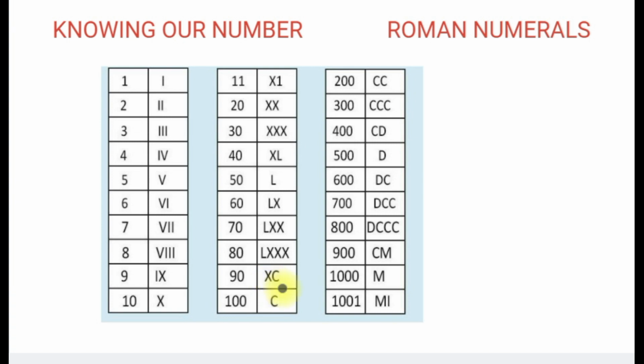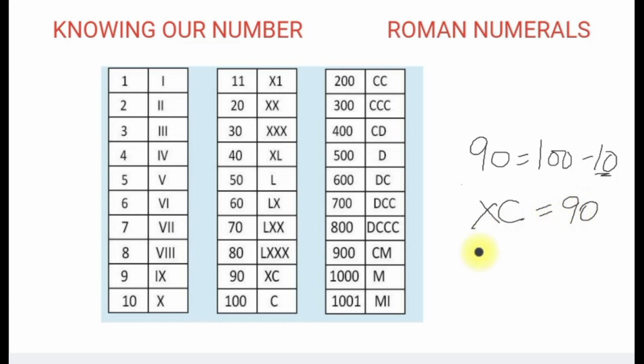We get 90. Let us see, if we have to write down a number, how we can calculate. See, if we have to write 90, we know 100 minus 10. So for subtraction, we know we write the symbol at the left-hand side. We know 100 is C, right? And 10 is this. So this represents 90, right?